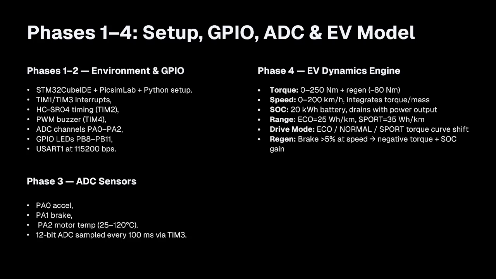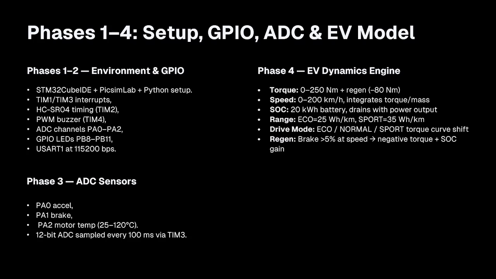The ADC samples these inputs every 100 milliseconds. Using Timer 3, the data is given for further ADAS processing and for the range and other calculations. Then in phase 4, the EV dynamics model was implemented.